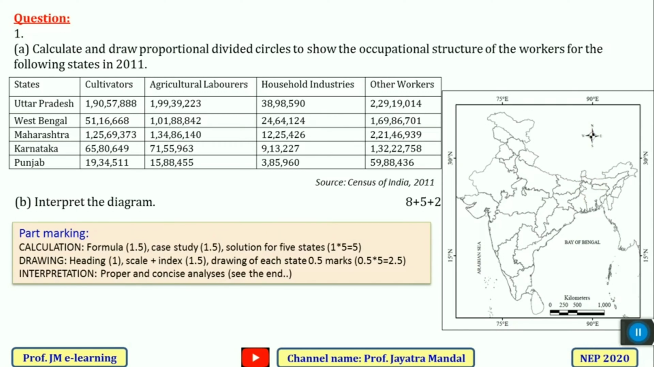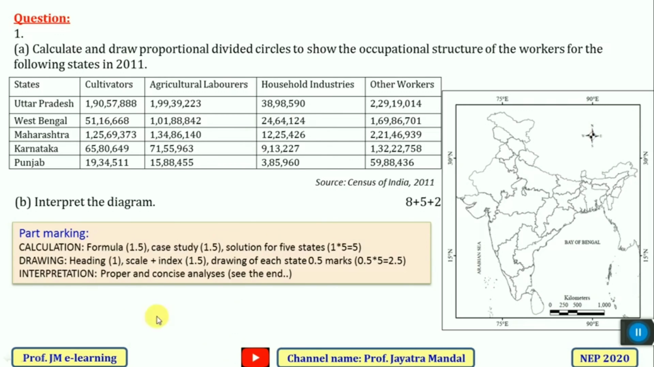It is crucial to remember that marks are allocated for different parts of the question. For example, you might see 8 plus 5 plus 2. Without knowing the specific marks for each part, if students don't address all the parts, they will lose some marks. Suppose the question says calculation and drawing 8 plus 5 and interpret 2.